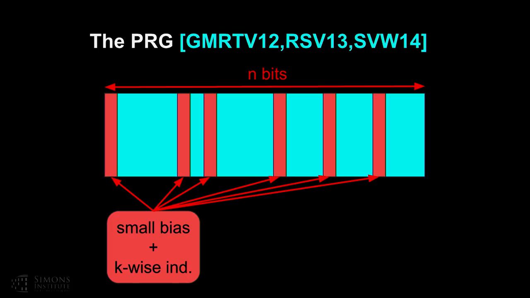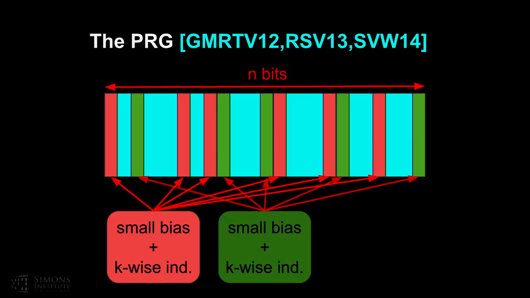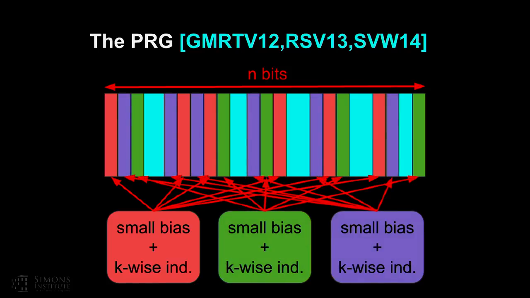So we select them in an almost k-wise independent manner, and we set them to values from a small bias distribution. Okay, great. So maybe we've set 1% of the bits. Now we repeat. So we, again, select a random subset of the bits in an almost k-wise independent manner, and then we set them using a small bias space. And we repeat this until we set all of the bits. That's basically how the generator works.